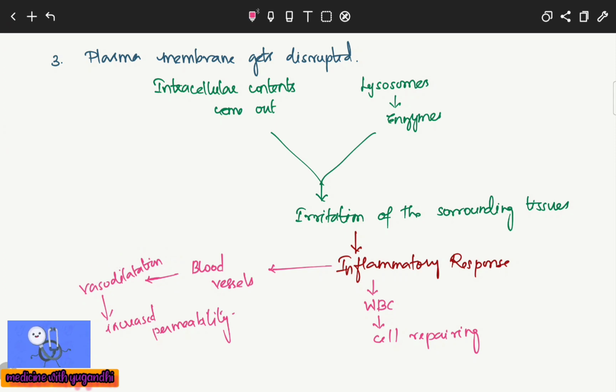This vasodilatation is also a reason for the reddish appearance of the necrosed area. Whenever there is increased permeability, what happens then? The antibodies, proteins and WBCs start leaking into the necrotic area. Whenever there is increased permeability, the antibodies, proteins and WBCs leak out into the necrotic area. Then, as a part of cell repair, what do the neutrophils and the macrophages do?